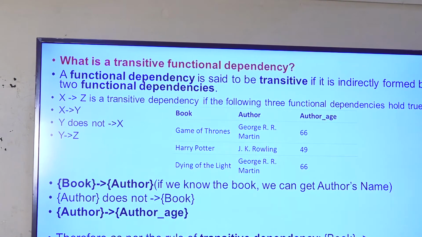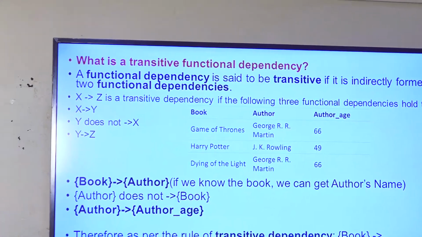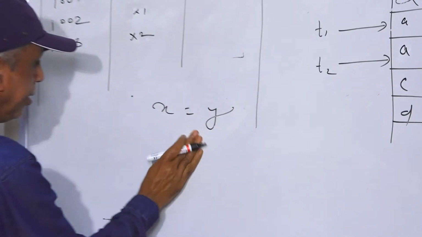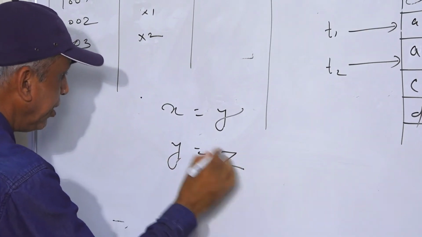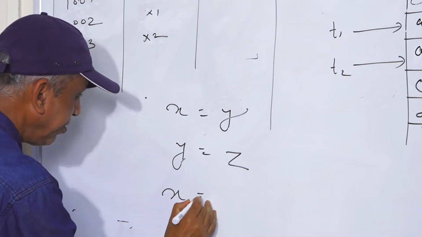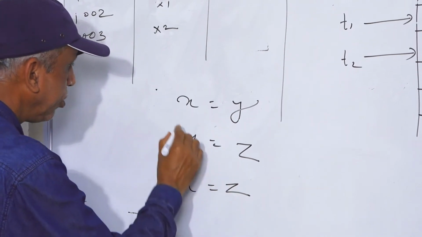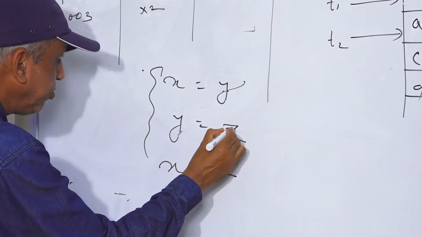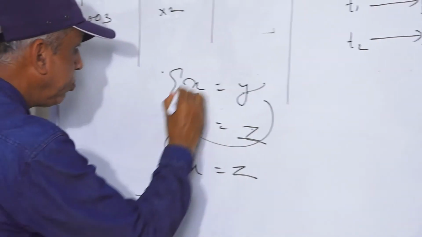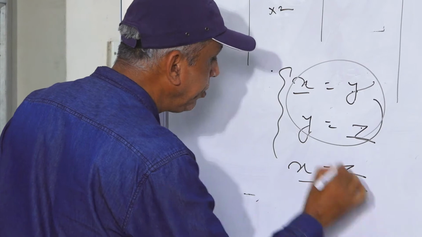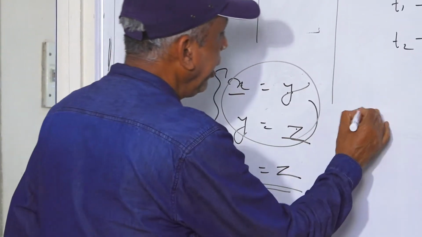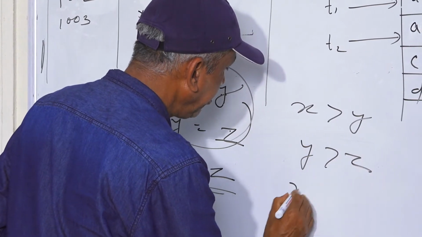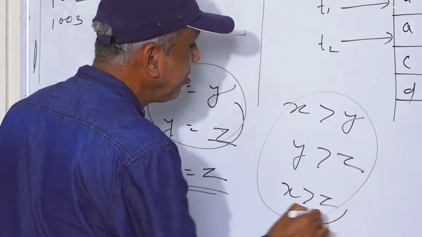Then transitive dependency. Consider if X is equal to Y and Y is equal to Z, this indicates X is equal to Z. So this property is called transitivity: if X to Y, Y to Z, then X to Z. Like X is greater than Y is greater than Z, then X is greater than Z. That is the transitive property.